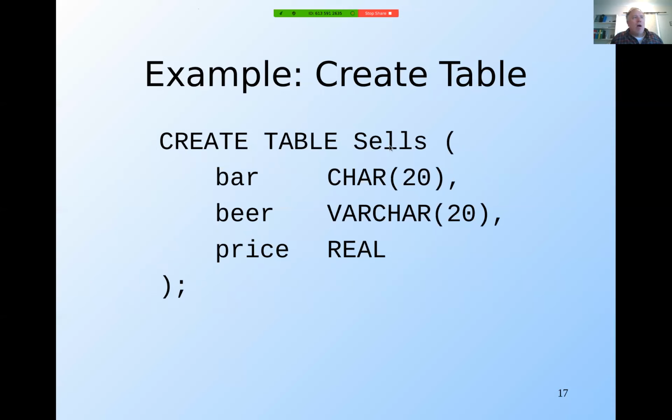A bar, whose type is a character, so you can have up to 20 characters in the name of the bar. And then a beer, likewise, you can have up to 20 characters. There's a slight difference here between char and varchar. We won't get into that at this point, but we'll talk about it later. And then price, which is going to be a real number. All right, so once you define this table, then you can actually start adding rows to it.